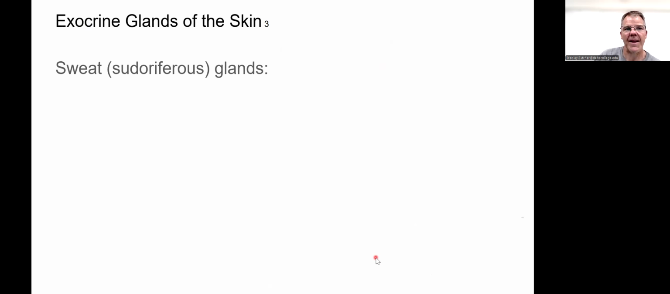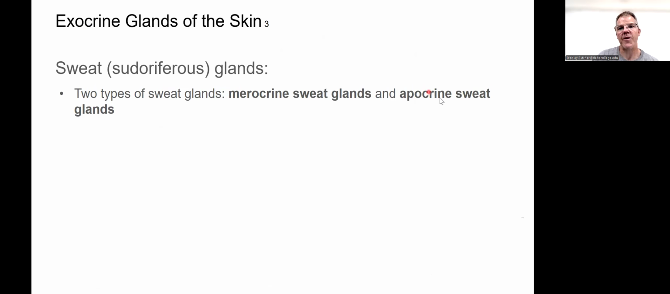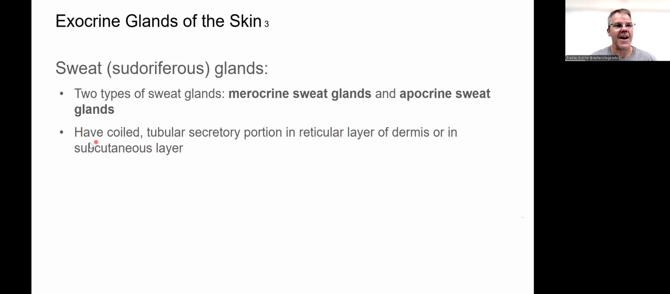So talking sweat glands, two major types, the merocrine and the apocrine. I like to say the word apocrine. I like to emphasize the A on apocrine, because sometimes an E sound will creep in, like epicrine. So I like to say apocrine. You do you. We'll see how it goes. They have the coiled tubular secretion portion in the reticular layer of the dermis or in the subcutaneous layer. Remember that layer lies deep to the dermis.